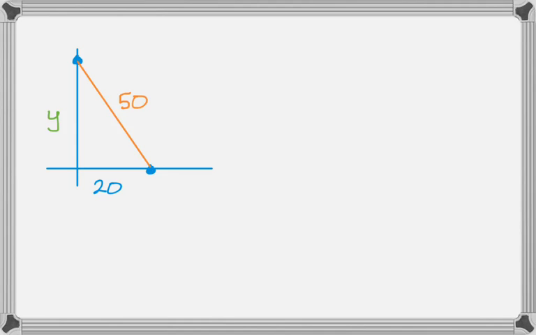So the first thing I'm going to do is figure out what y is. So y is just going to be from the Pythagorean theorem, square root of 50 squared minus 20 squared. So this is really a calculator question, but there's so much kind of thought involved that I thought I would write it out instead of just doing it on the calculator.